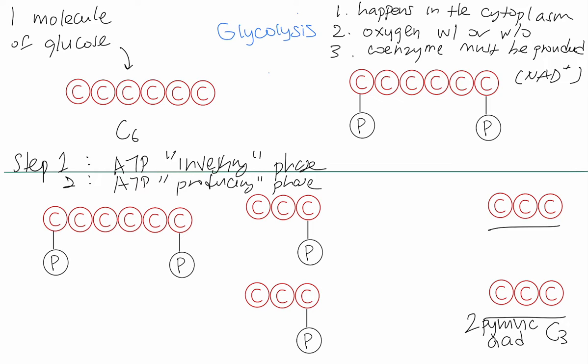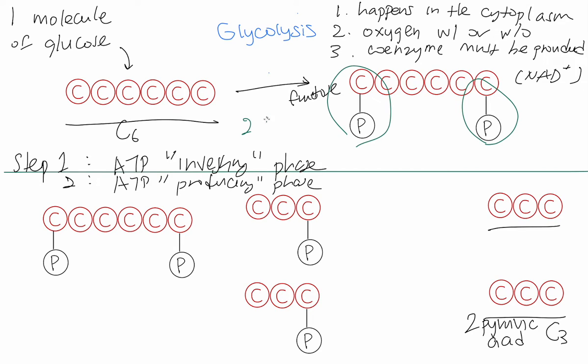So we start with glucose here, and what's going to happen is this glucose is going to turn into fructose. But what you'll notice here is attached to this 6-carbon molecule are 2 phosphates, so 1 phosphate on each end. Let's use a different color here. And the reason for that is because we actually invested 2 ATP molecules.